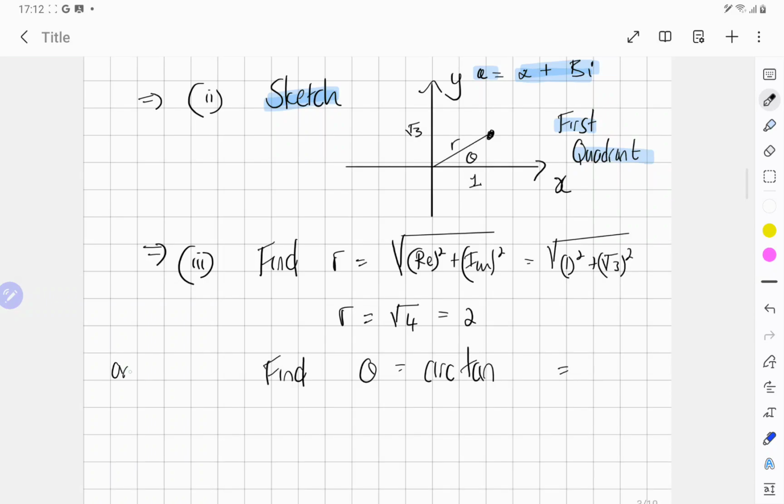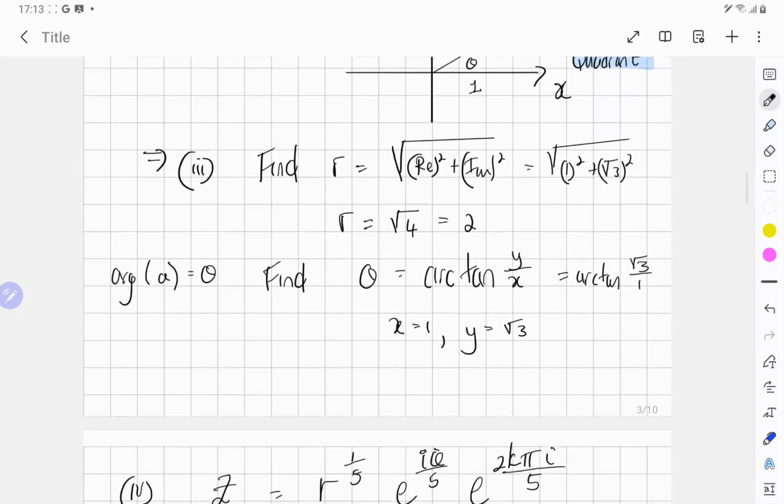Finding the argument, so remember this is called the argument of our complex number. In this case, let's rather call it a. And how do we find the argument? Since it's in the first quadrant, we can just go straight. Theta is arctan y over x, where x is 1 and y is root 3. So we have arctan root 3 over 1.